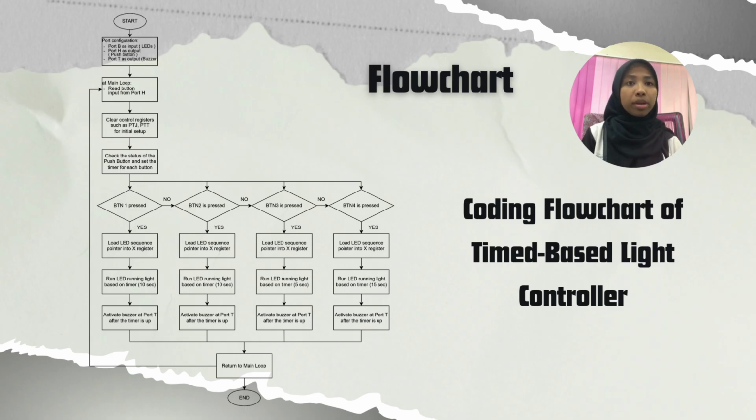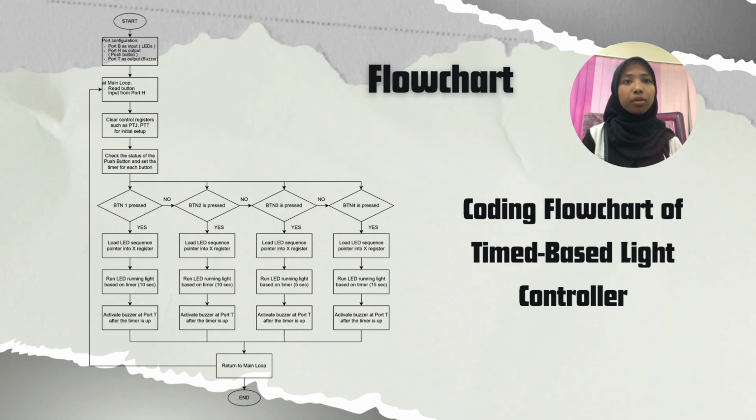We configure port B as output, which is the LEDs. Meanwhile, port H and port T: port H is the push button, port T is the buzzer. After we have configured the ports, at the main loop, we will read button input from port H. Port H is the push button port.